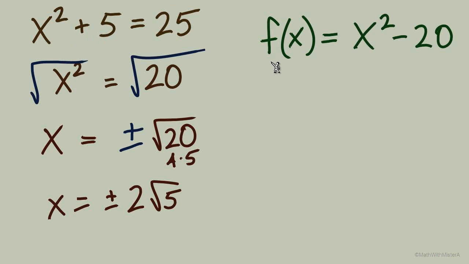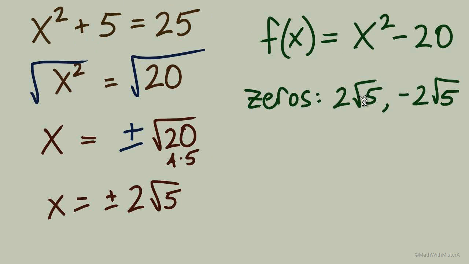What else do we know? We want to know about the zeros. So the zeros match up with the solutions. Our zeros are positive 2 radical 5 and negative 2 radical 5. Now the zeros, we know that they are also going to be our x-intercepts.